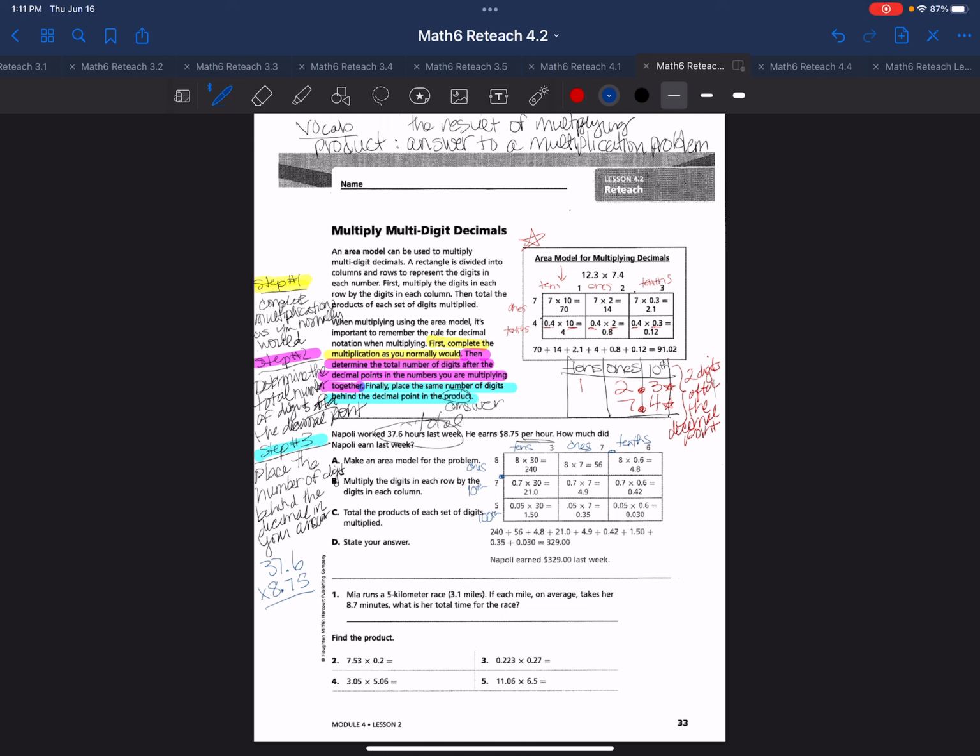So remember, when you are multiplying decimals, don't line up the decimals. When you write down your problem and you start your expressions, we only do that in addition and subtraction.